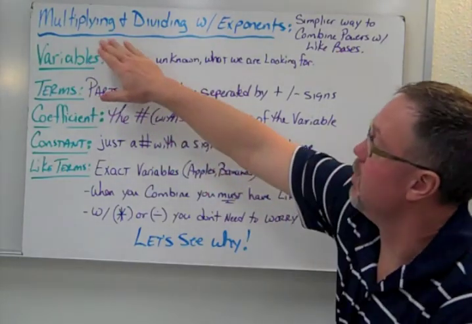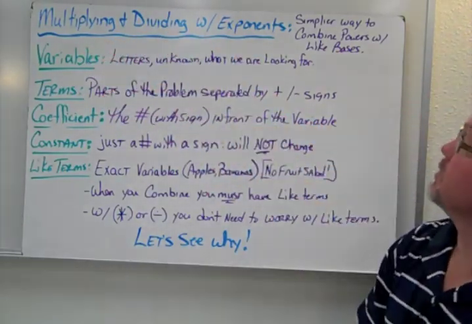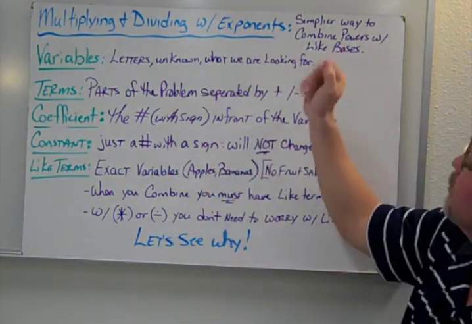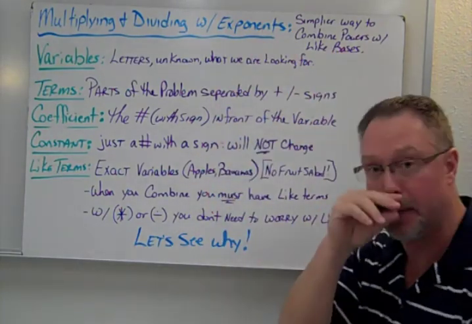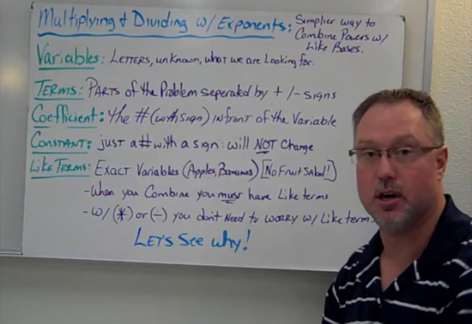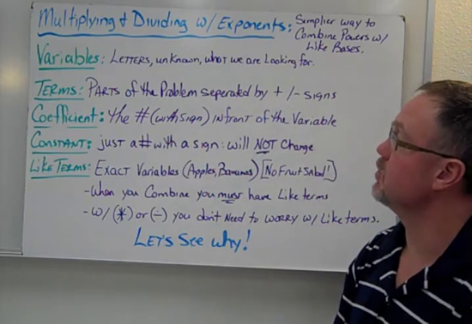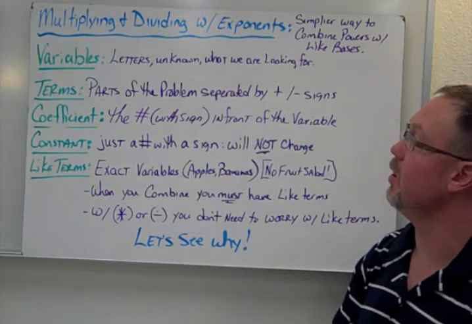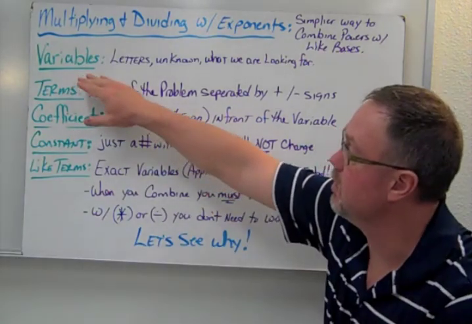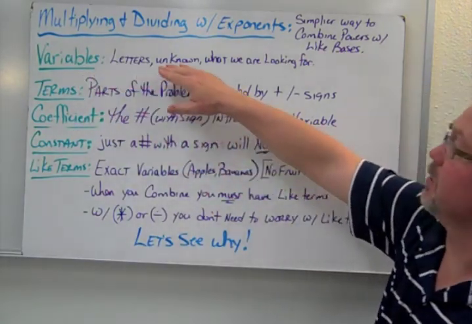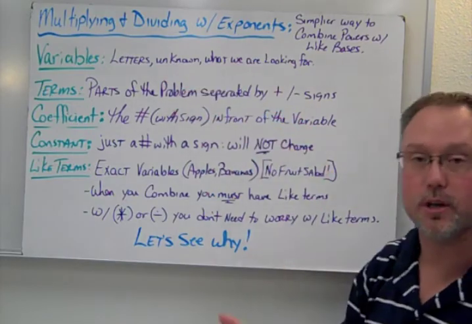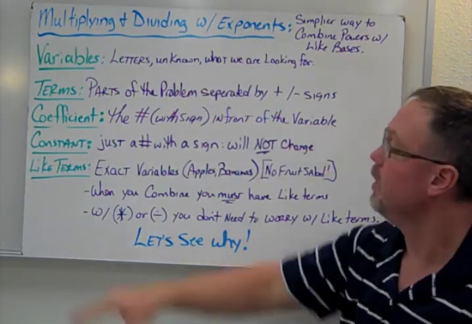Our video today is multiplying and dividing with exponents. This is a simpler way of combining powers with like bases, so it's an extension off of the like terms video that we watched. Some of the terms that I want to go through with you today are variables. Again, these are letters, they're unknown, and it's what we're looking for in the equation.